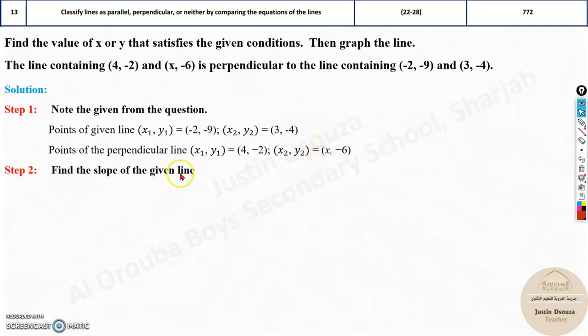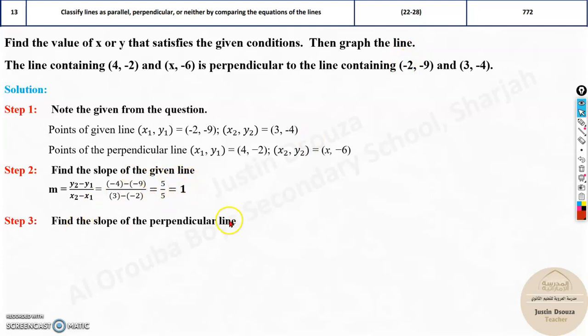Now next is to find the slope of the given line. Use the slope formula, m equals y2 minus y1 divided by x2 minus x1. And then you can easily find the slope. Substitute: y2 is -4 minus of -9, divided by 3 minus of -2. Put it in the calculator, you'll get it. 5 by 5, it's 1.